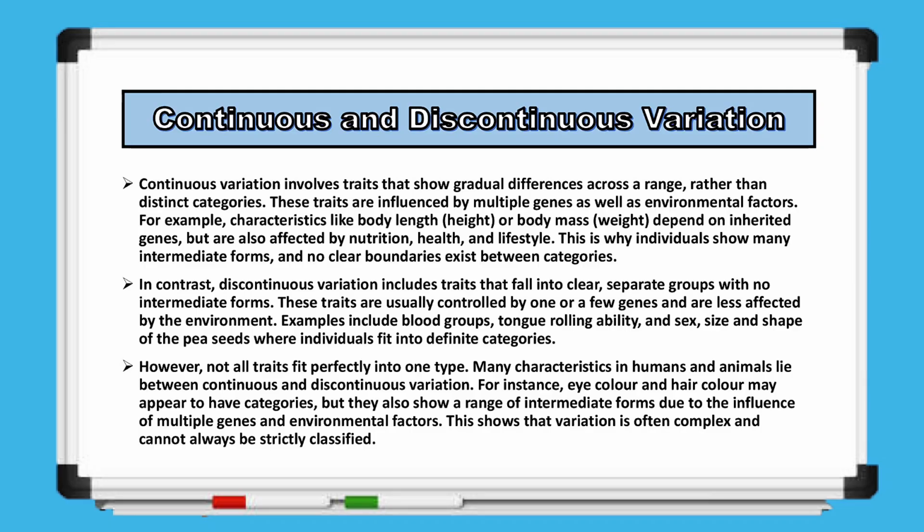However, it is important to understand that not all traits fit perfectly into just one category. Many characteristics in humans and animals show features of both types of variation. For instance, eye color and hair color may appear to have distinct categories, but they can also show a range of intermediate forms due to the combined effects of multiple genes and environmental influences. This shows that variation in living organisms is often complex and cannot always be strictly classified into only two types.